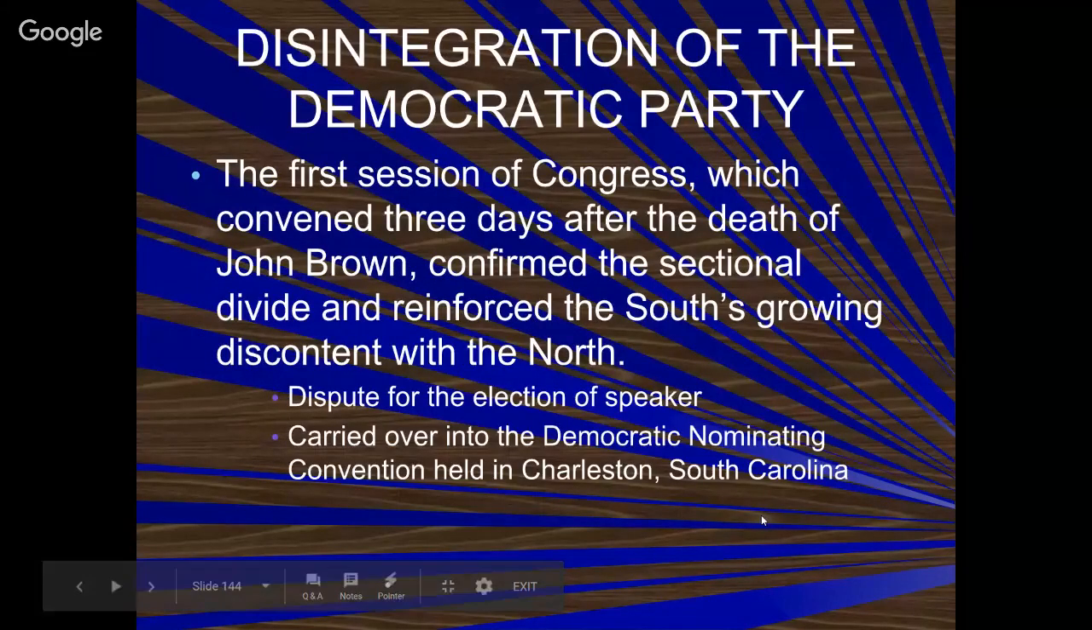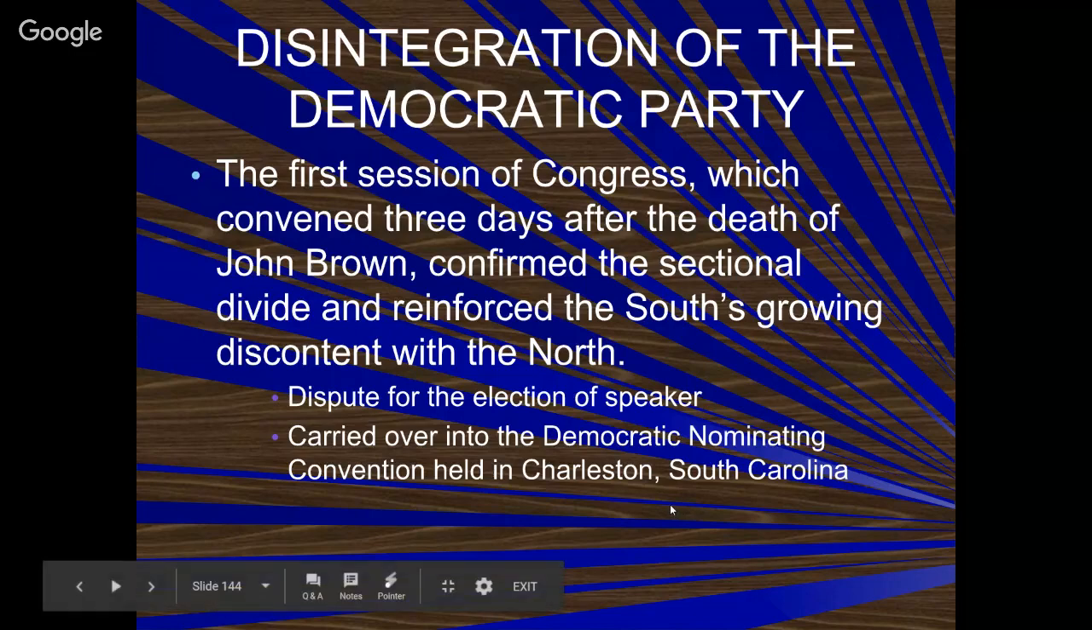Now, the disintegration of the Democratic Party in the first session of Congress, which convened 3 days after the death of John Brown, confirmed the sectional divide and reinforced the South's growing discontent with the North. There was a major dispute for the election of Speaker. And it'll ultimately carry over into the Democratic nominating convention held in Charleston, South Carolina. So in order to nominate their candidate for president of the United States, the Democrats held their convention in probably one of the worst cities, Charleston, South Carolina.